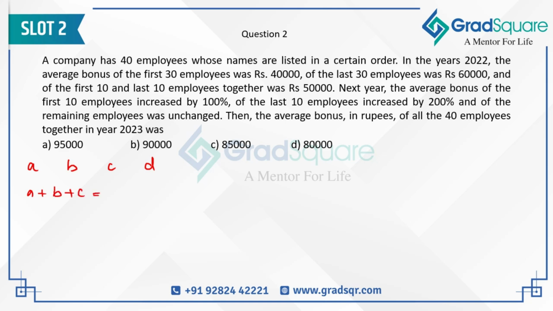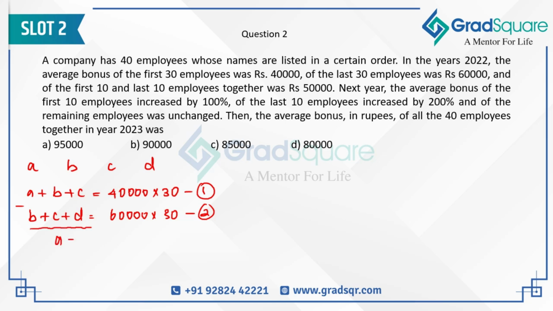And it said that A plus B plus C should give me a total of how much? 30 employees, average bonus is 40,000. That makes a total of 40,000 into 30. And the last 30 employees, that is B plus C plus D, is going to be 60,000 into 30. Let me take this as the first equation and this as the second equation. So if I subtract these two, what do I get? A minus D will be equal to minus 20,000 into 30. Okay, let me take this as the third equation.